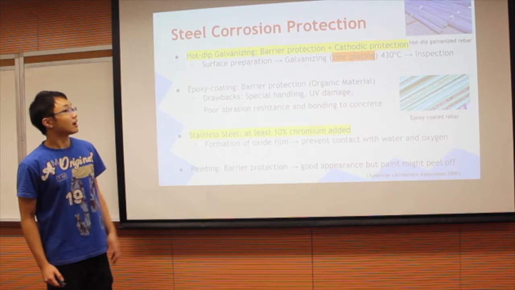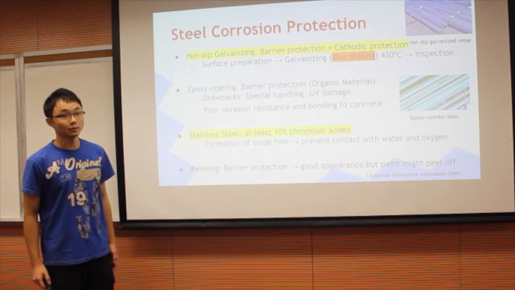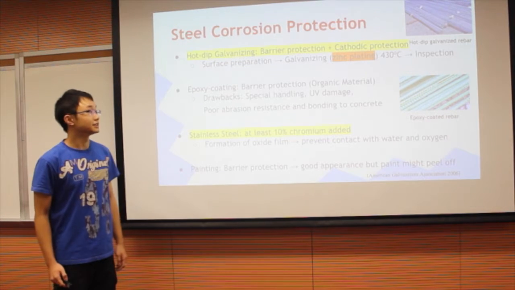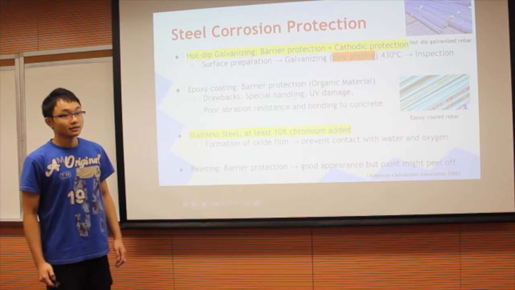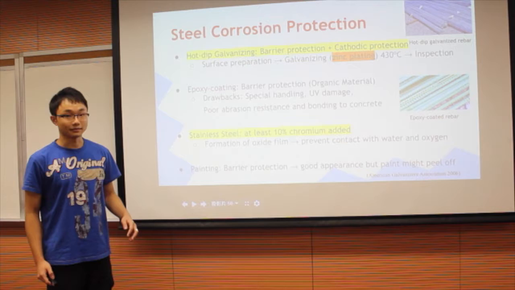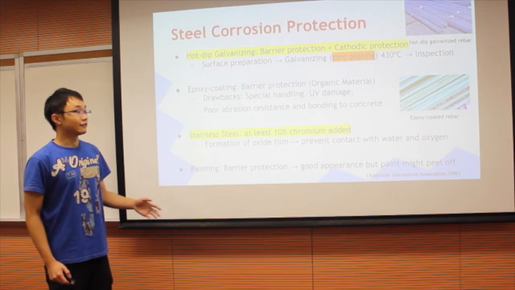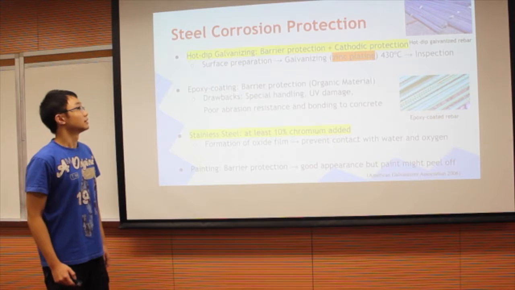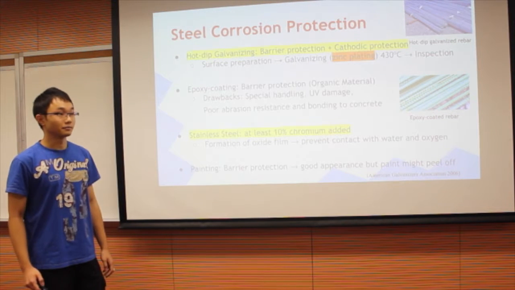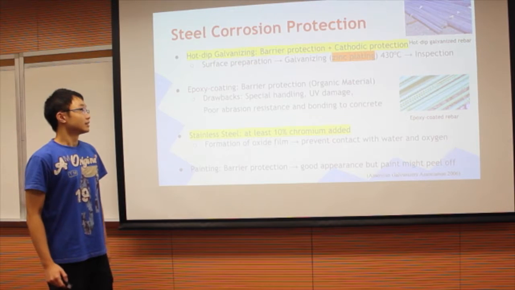And this hot dip galvanizing procedure requires a high temperature of 430 degrees Celsius, and even though the zinc plating may fall off in the long term, the cathodic protection can still protect the metal from being corroded. And the next one is the epoxy coating.